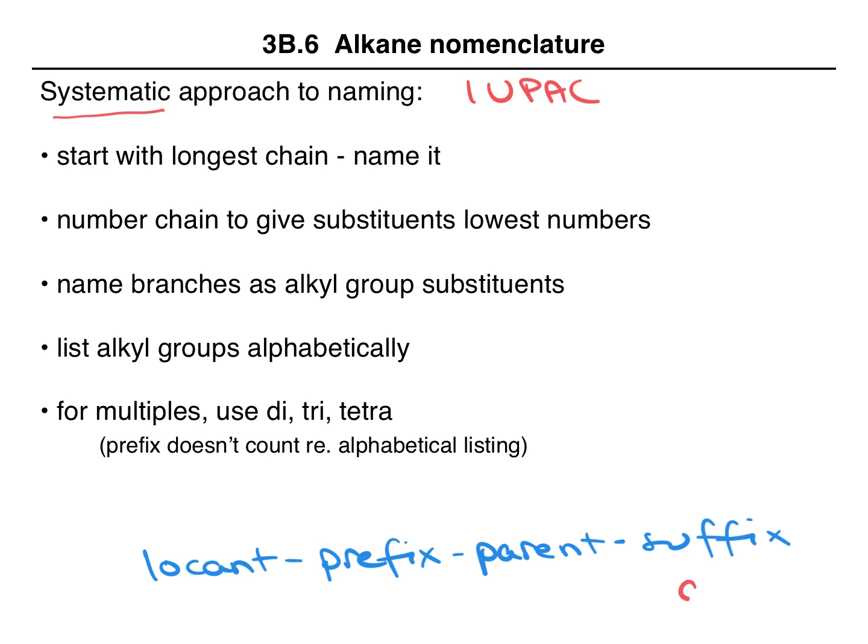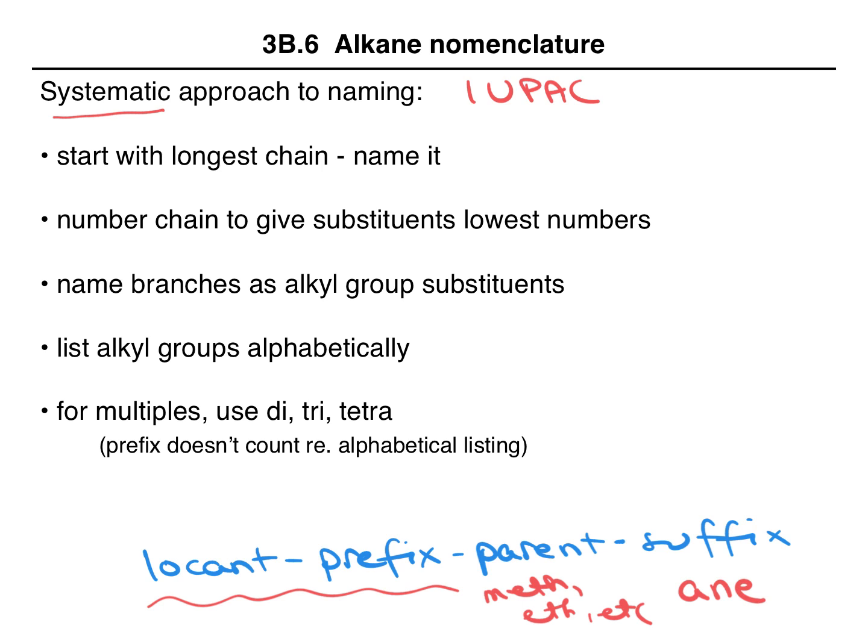Now the suffix, this is what we had already mentioned. We would use ANE to indicate that it's an alkane. The parent, this is what gives us information on how many carbons we're talking about. So this would be the meth, eth, etc. These are going to become obvious as we look at some examples.